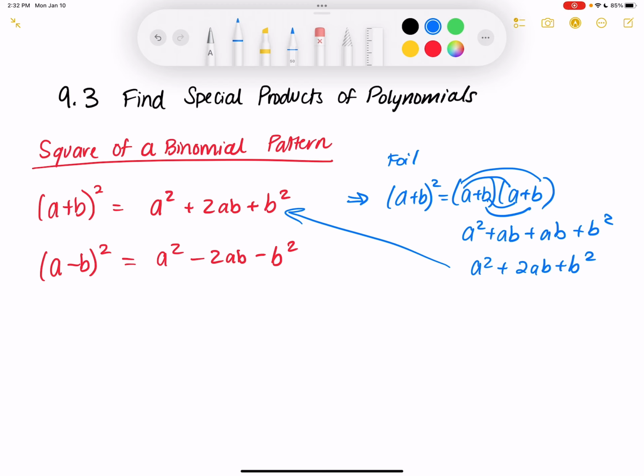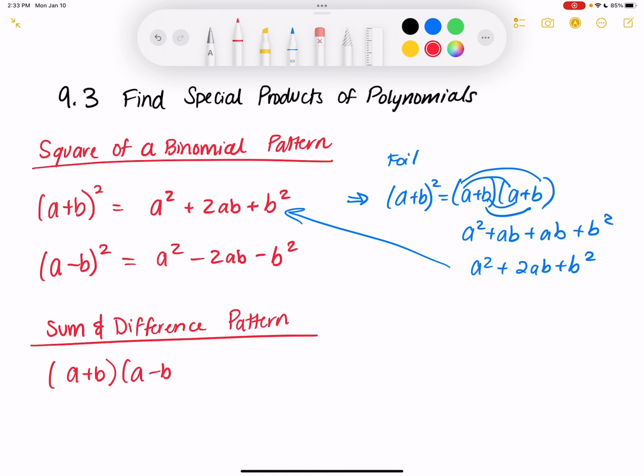And then the other special type is the sum and difference pattern. So this is something like you have a plus b times a minus b. This multiplies into a squared minus b squared. Okay, and if you want to see why, we can always do it again with FOIL.